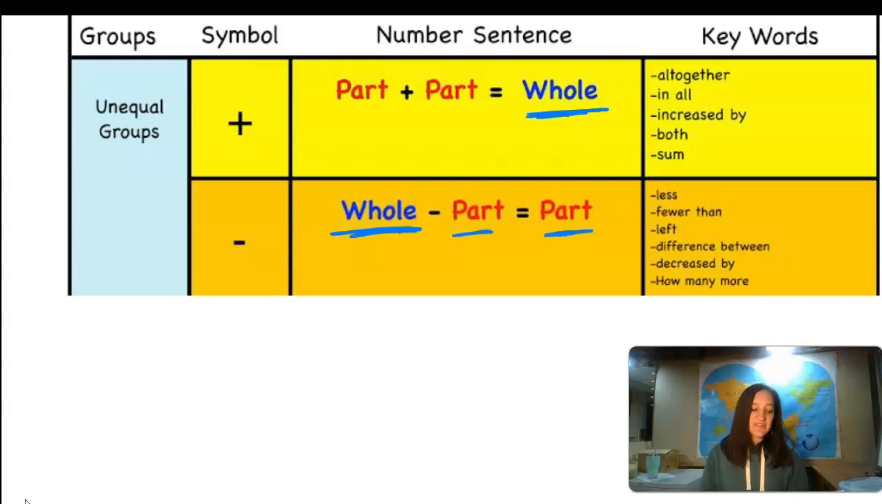Okay, and some keywords there are like less and fewer than, left, the difference. There's that difference word that I want you to memorize. Or how many more, or how much more, or how much less, or how many fewer. Okay, anytime you have like a how many more, how many fewer, that's usually a subtraction problem.